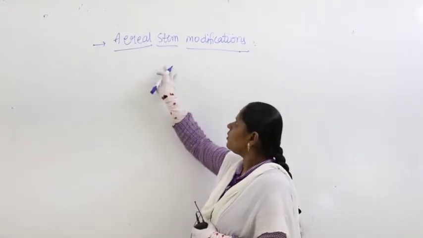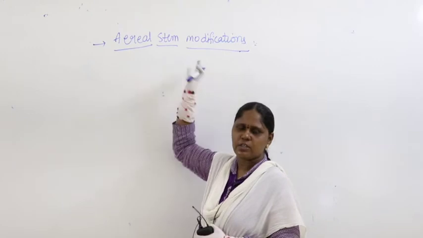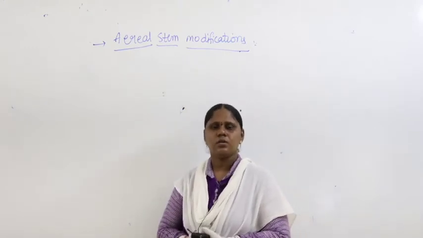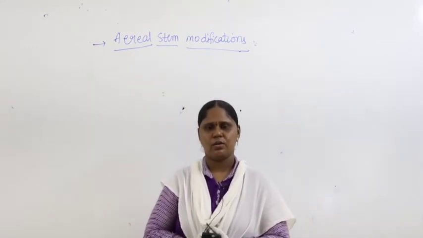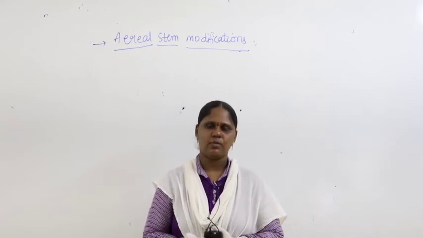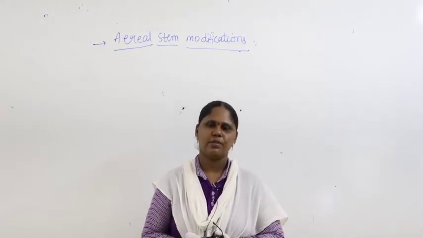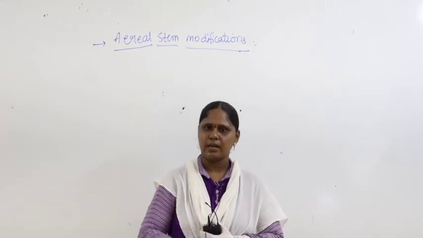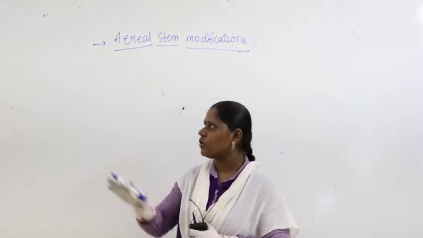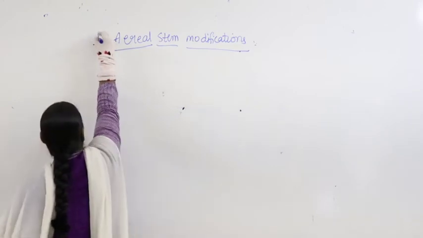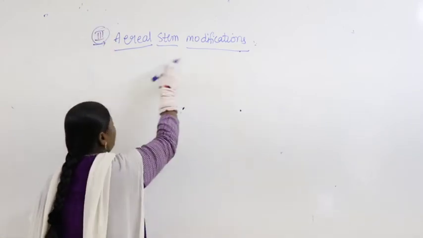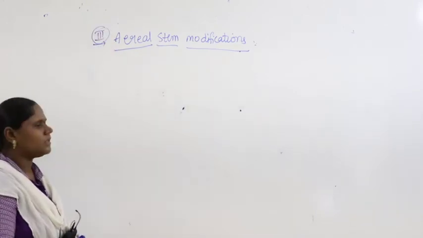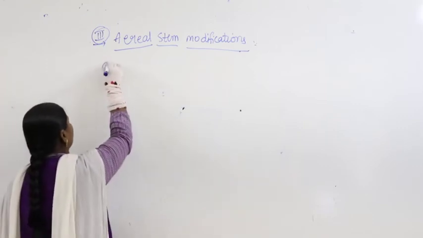Let us continue about aerial stem modifications. So in stem modifications we have altogether three categories: underground stem modifications, aerial stem modifications and subaerial stem modifications. We discussed underground and subaerial. Let us talk about aerial stem modifications. Now, in aerial stem modifications, the first one is tendrils.